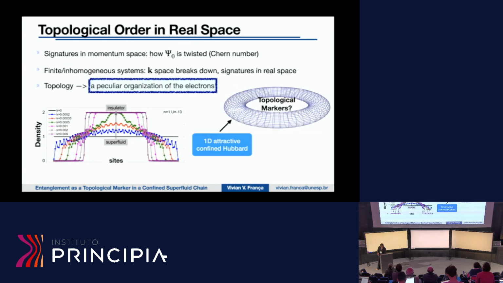But now, if I come back to my question, whether we could see some unusual distribution of the electrons in this chain, we could not really decide. We just have this. But then we thought, perhaps we could look at the entanglement profile as a possible topological marker instead of the density profile. And that's what I will try to convince you of, that we do have a topological marker if, instead of looking at the average, we analyze the entanglement profile.